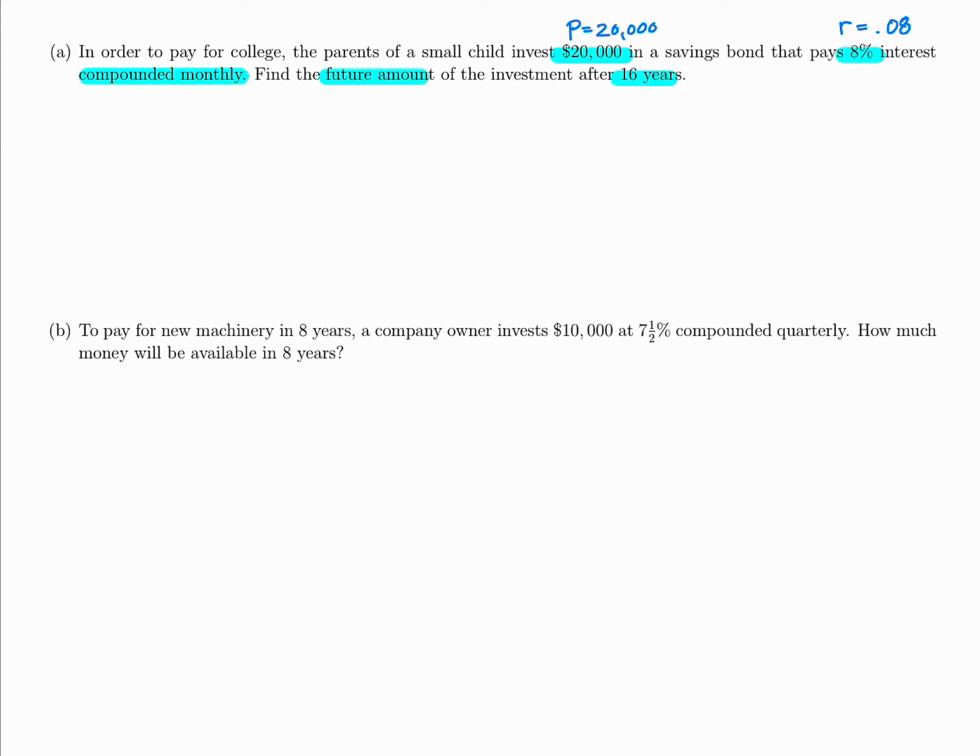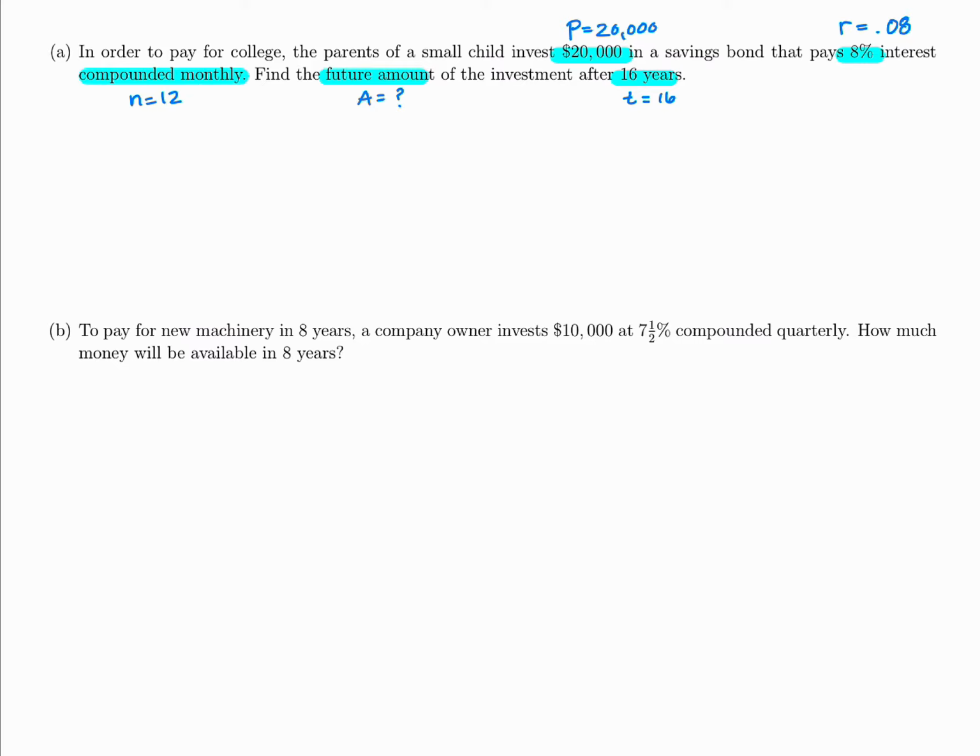It's compounded monthly. Remember the number of times you compound per year, that's our n value, so this tells me n is 12. It says find the future amount, that's the future value. That says A is what we're looking for. And it says after 16 years. That tells me that my time or term is 16. So those are all my pieces.